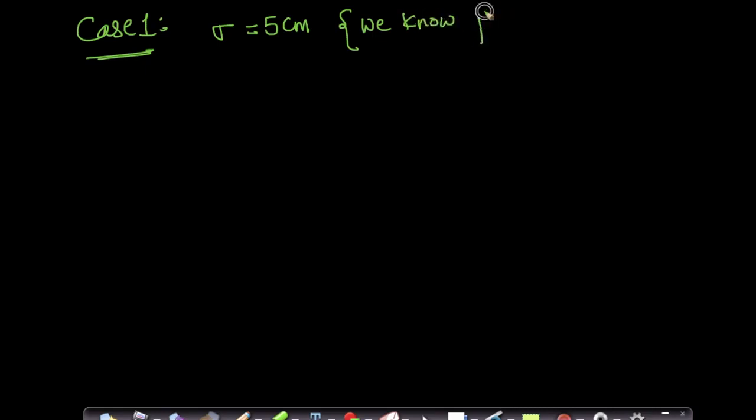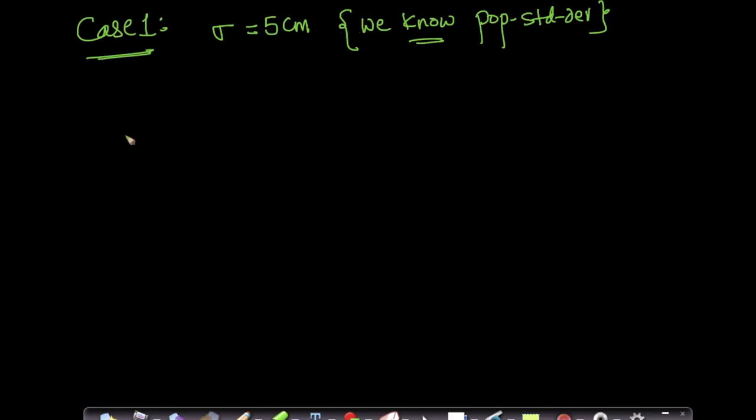Case one is, let's assume that somebody gave us the population standard deviation. Let's assume somebody told us that sigma equals 5 centimeters. This is the case where we know the population standard deviation. We'll see case 2 where we don't know the population standard deviation. Imagine if we know this.